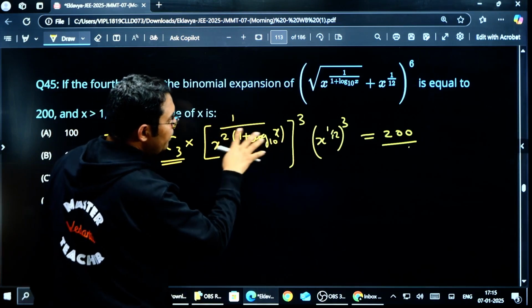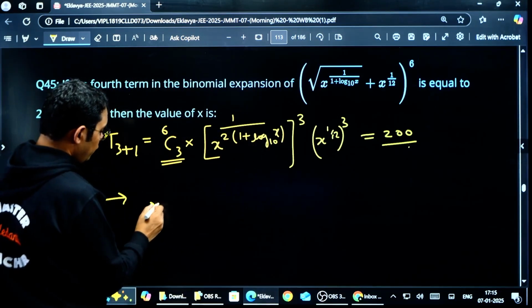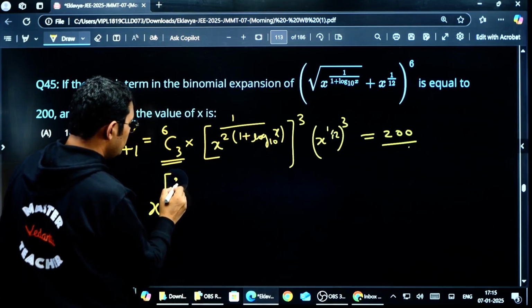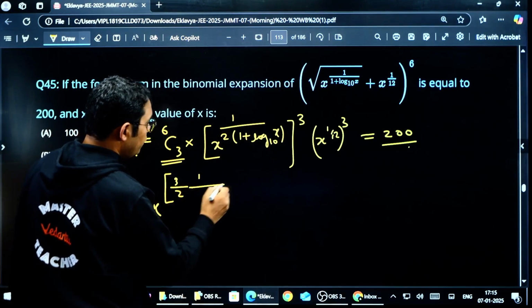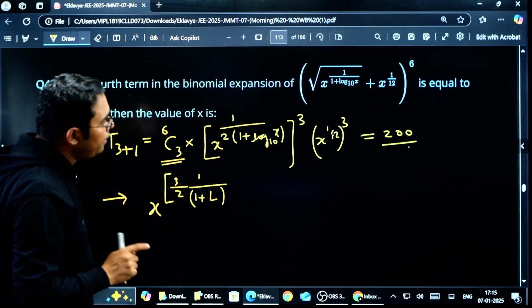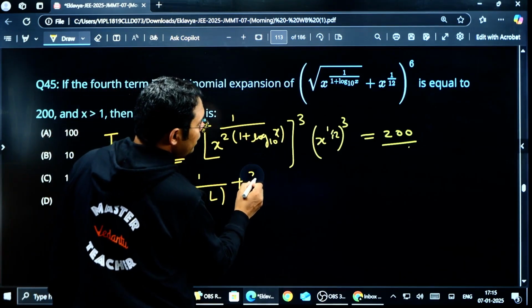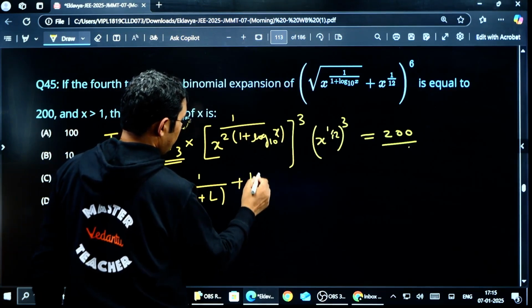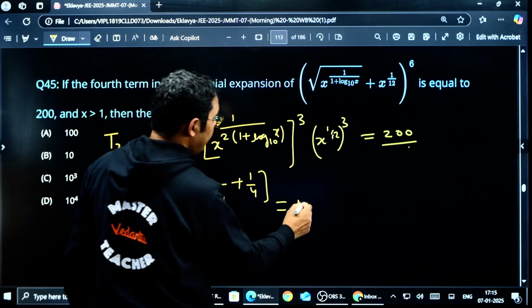Now, what is the power of x? Let us check. For x, the power here is 3 upon 2, 1 upon 1 plus log x base 10. I am writing capital L here, and plus 3 by 12, that is 1 upon 4. And that is equal to 10 here.